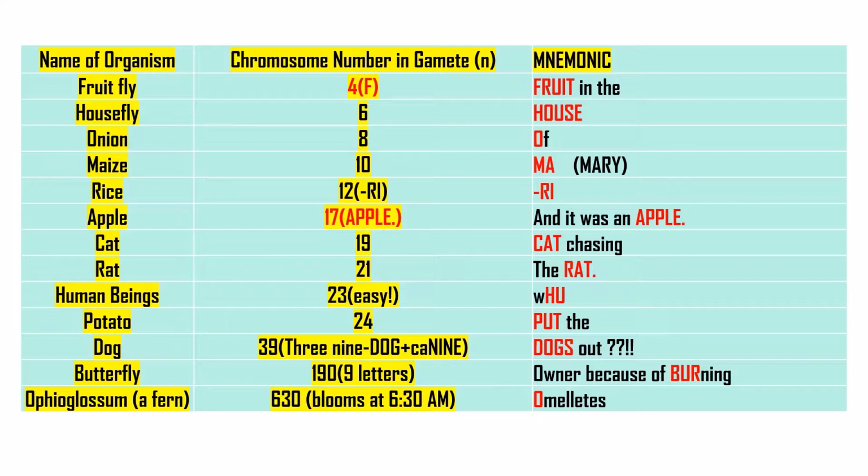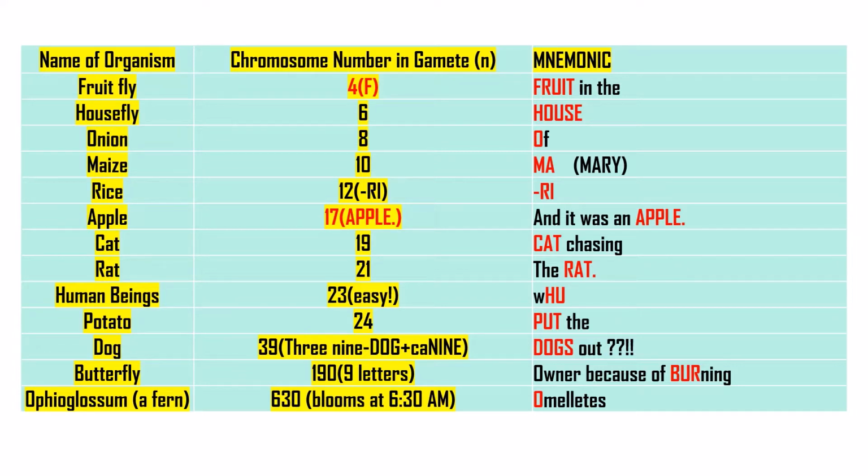So we have 39 for dog, and then if we write it, it is 3 and 9. Now 3 is the number of letters in DOG, that is dog, and we have dog, which is a canine. So from canine we have the number 9, so 3 and 9 stands for 39 chromosomes in the gamete of a dog.